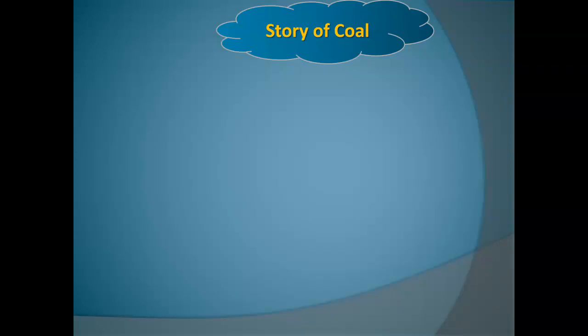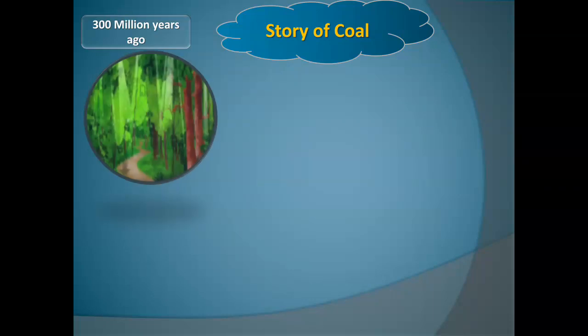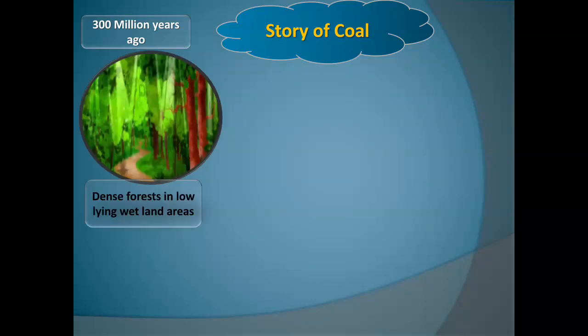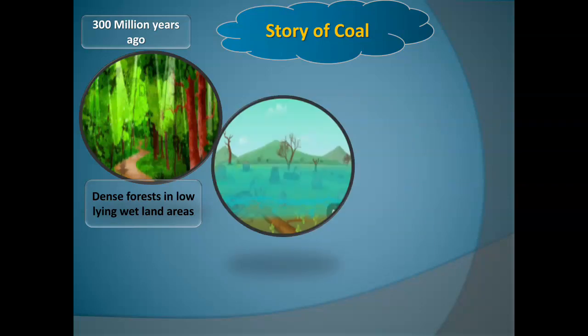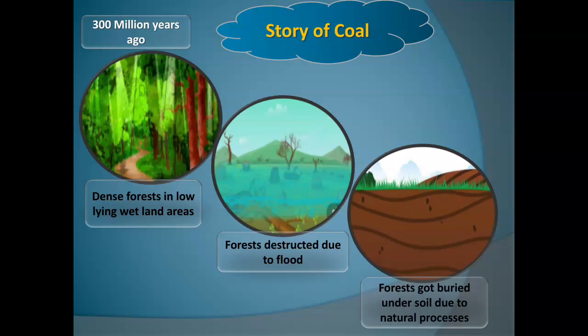Now, I will tell you the story of coal. Consider 300 million years ago. There were hard, dense forests in the low-lying wetland areas. Then a flood came and the plants and trees of the forest got destroyed. Then after many years, the destroyed forests got buried under the soil due to various natural processes like volcanic eruptions, landslides, etc.